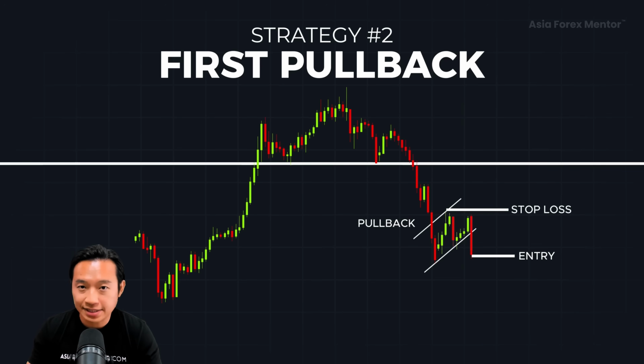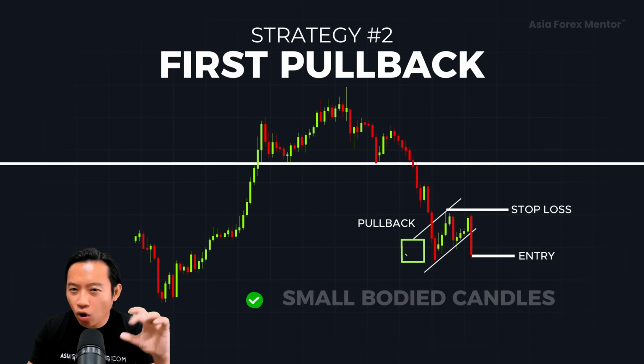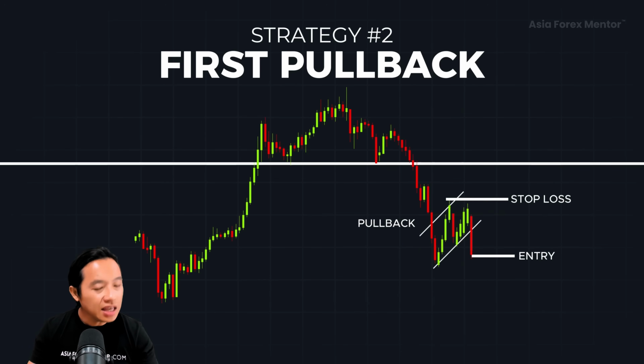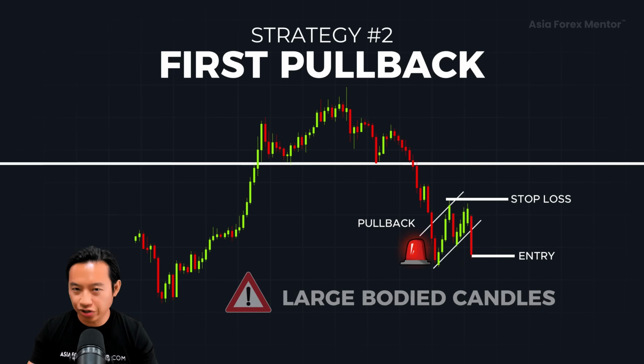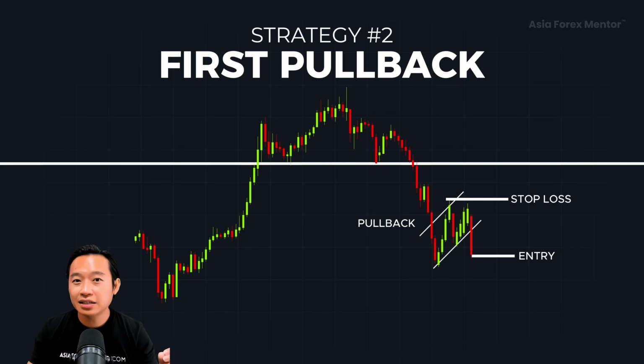The best pullbacks are shallow with small bodied candles. But if you encounter a steep pullback with large bodied candles, that's where you would want to consider avoiding the trade. So if you're worried about missing out on a market move after head and shoulders patterns breakdown, this is where you can use this method, right?